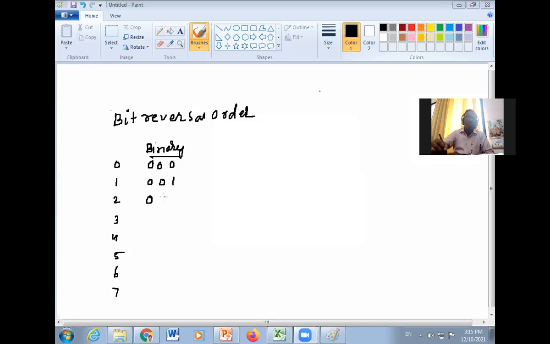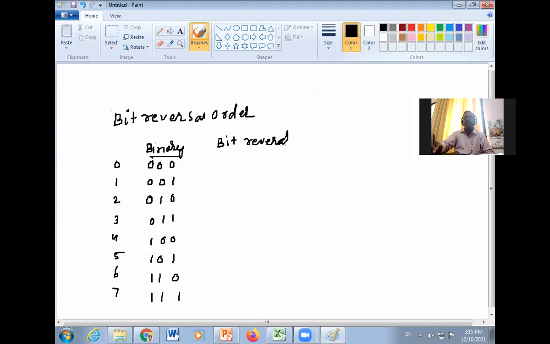0, 1, 1, 0, 0 and 0, 0, 1, 1, 1, 1, 0, 1, 0, 0, 0, 1, 0, 1. 0, 1, 1, 1, 0, 1, 0, and all ones. 1, 1, 1. So this is the binary number we are writing. And here a bit reversal order, right? Bit reversal order or bit reversal number we can call it.